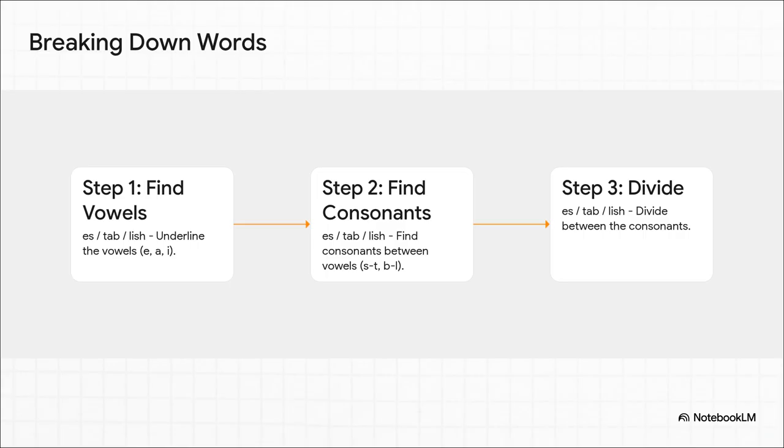How do we actually do this? It's a simple three-step process. First, find and underline the vowels. In this case, that's E, A, and I. Easy. Step 2, find the consonants that are sitting right between those vowels. See them? We've got ST and BL. And finally, step 3, the rule is to just slice the word right between those consonants. So establish becomes es-tab-lish. See? All of a sudden, it's just 3 easy little chunks.